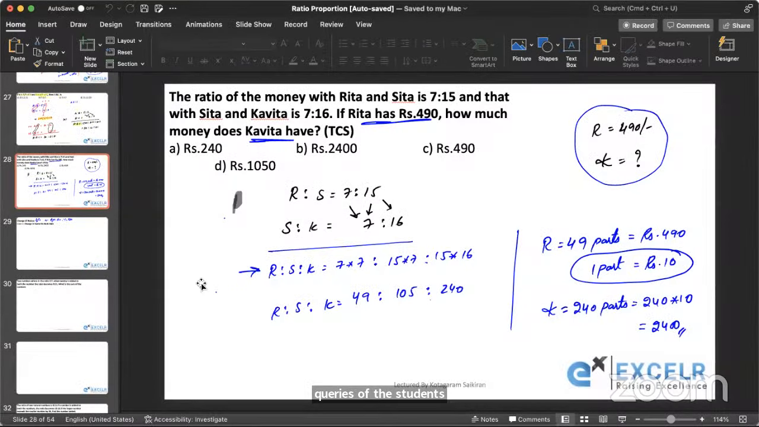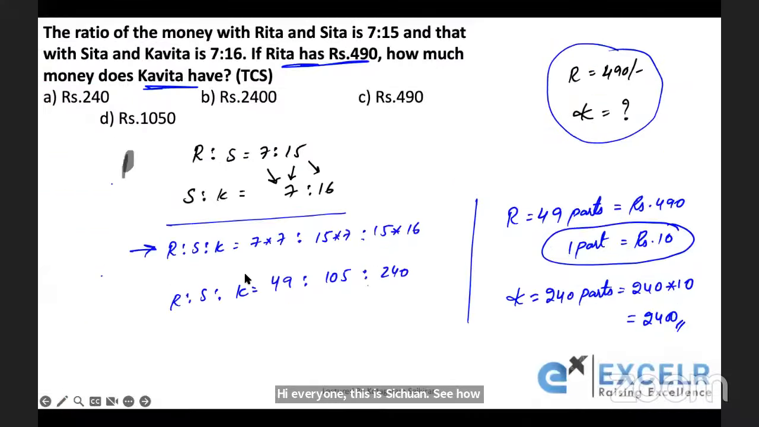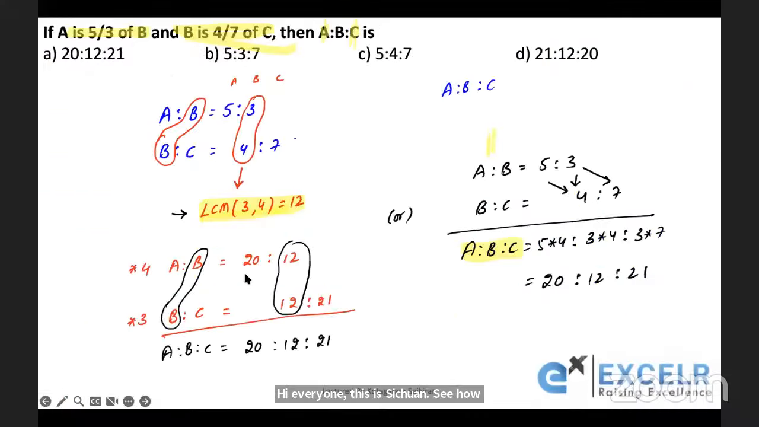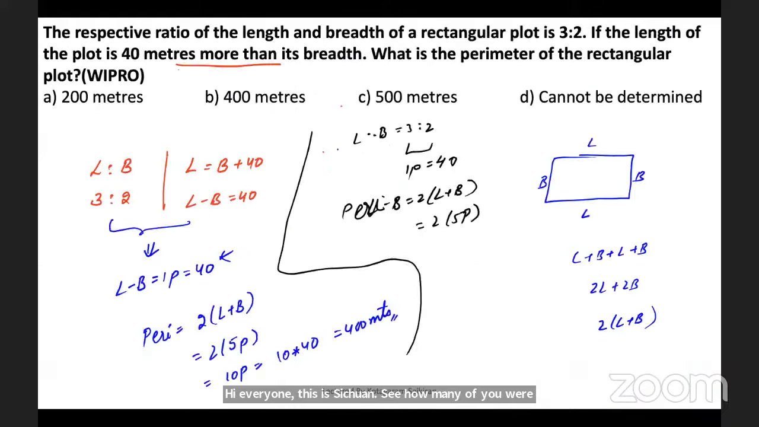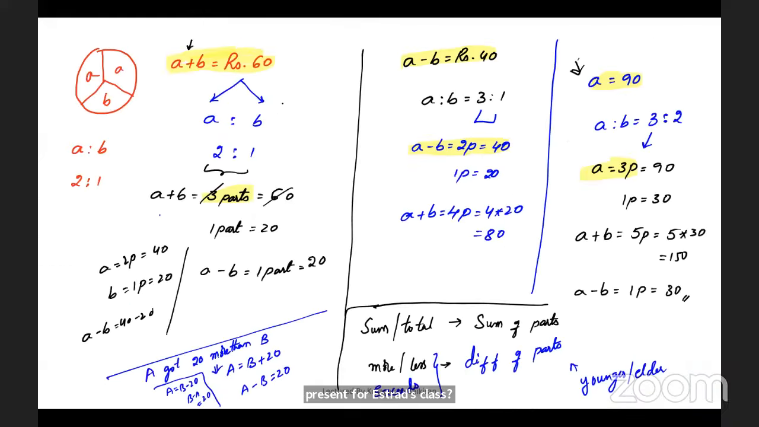So, Sai Kiran, you can present yourself and take over the class. I will be joining a little later to answer the queries of the students. Okay, fine. Hi everyone, this is Sai Kiran. How many of you were present for yesterday's class? Yesterday we discussed ratios.